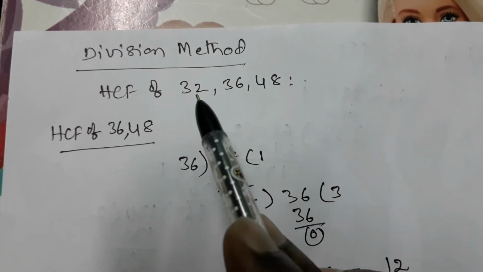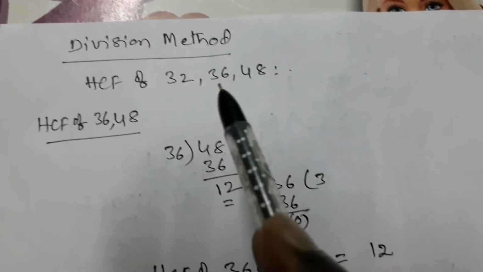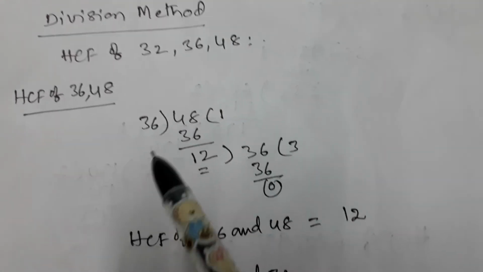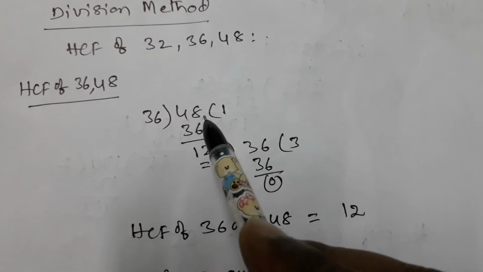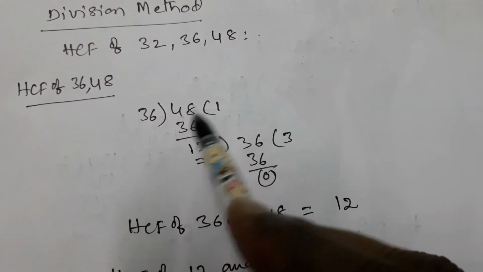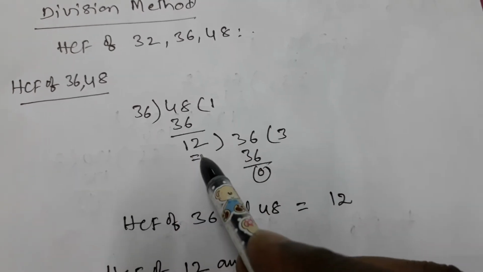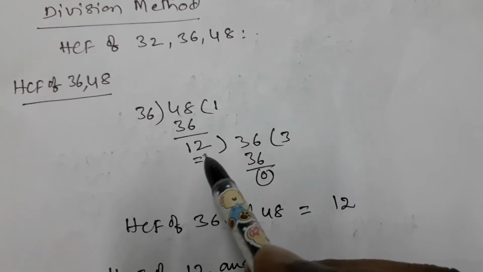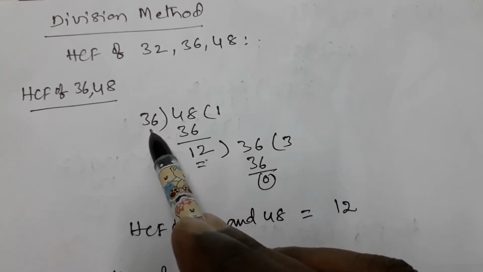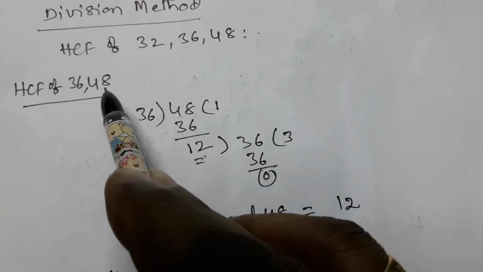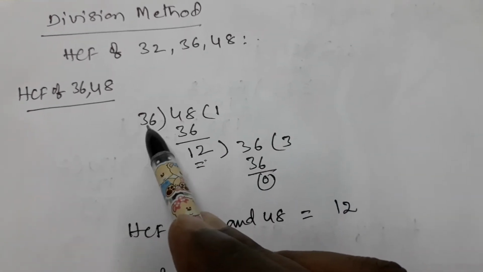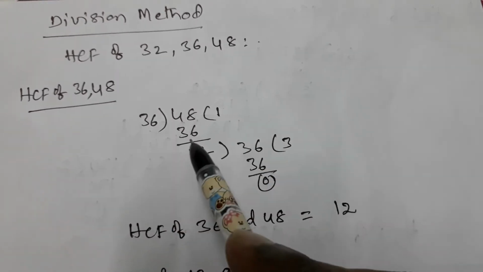With that answer, do the same again with the other number. So look at the process, how I am doing it. Take 36 and 48, and find the HCF. This is the division method. Divide 48 by 36 until you get a remainder. 36 ones are 36, the remainder is 12. Now you got a remainder. With this remainder, divide the previous divisor. Now I am finding the HCF of 36 and 48.